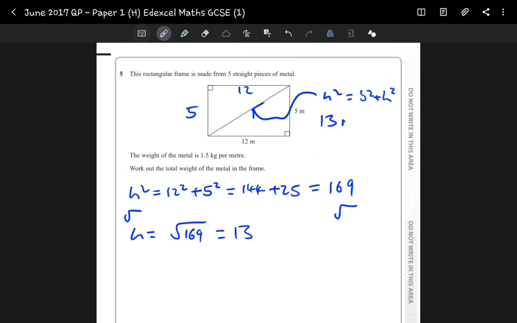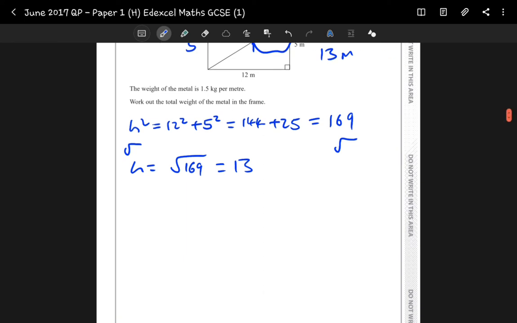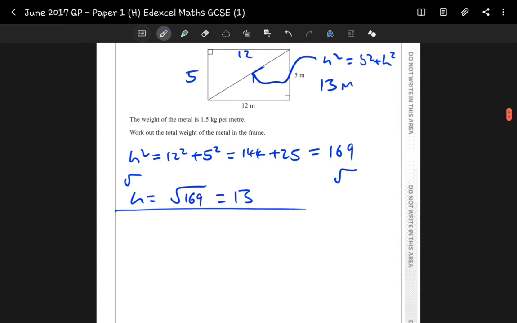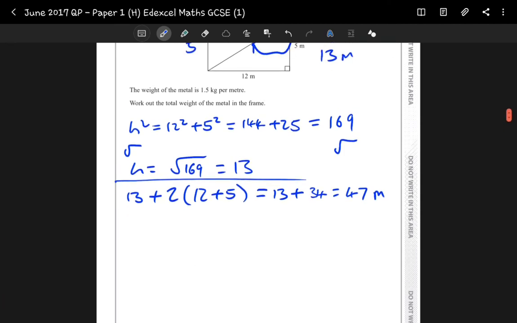Right, 13 meters. Now obviously you're going to have to then add up all the pieces of metal, so you know how much there is in meters. Okay, so let's do that. We've got 13, add, now we have 2 lots of 12 plus 5, so this is actually equal to 13 plus 2 lots of 17, 2 lots of 17 is 34, and then that equals 47 meters. That's how much metal, by the way, we have. That's how much length in metal we have.